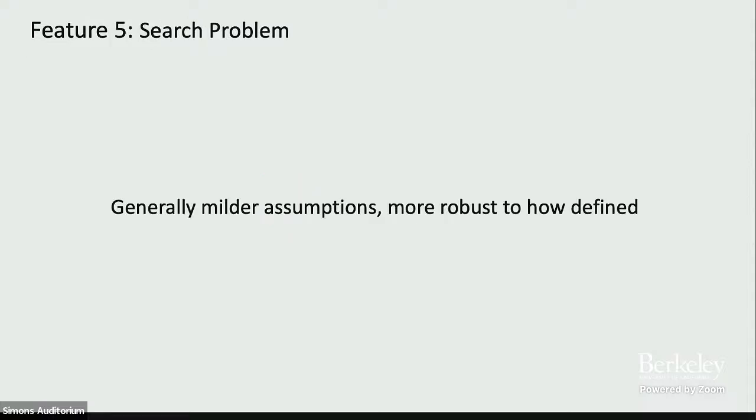Related to some of the things before, we would like a search problem. Generally, search problems are milder assumptions than the corresponding indistinguishability assumption. They're more robust, as we saw with the discrete log versus DDH example. So search problems are probably more likely to be minimal than a decision problem.